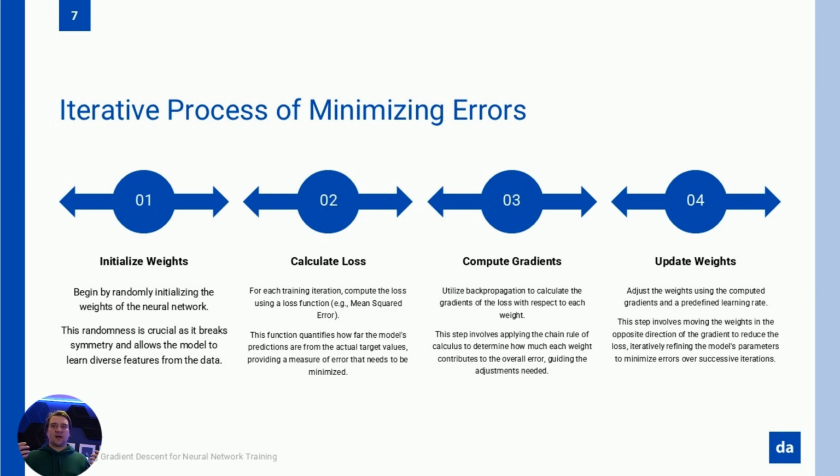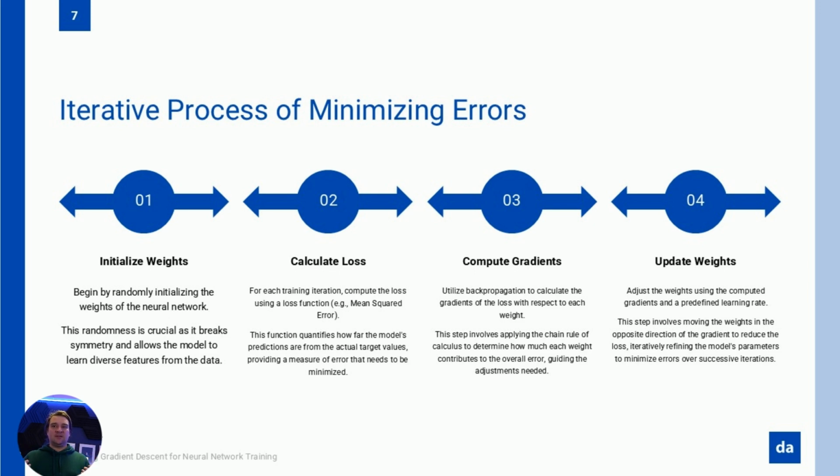Once the weights are initialized, it's time to calculate the loss. Think of this as grading the network's first attempt at solving the problem. Using a loss function like mean squared error, MSE, or cross entropy, the model quantifies how far off its predictions are from the actual target values. The higher the loss, the worse the prediction. Simple as that.